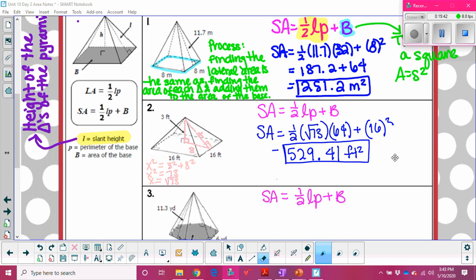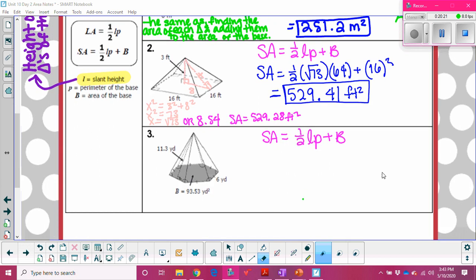Okay, so if you did not use the square root of 73, and instead you used the decimal, which was about 8.54, you would have gotten a surface area of 529.28 square feet. Now it is a little off. So that's why I want you to leave it as the square root of 73, so that you get a more accurate answer. Okay, pause the video and y'all work number 3.